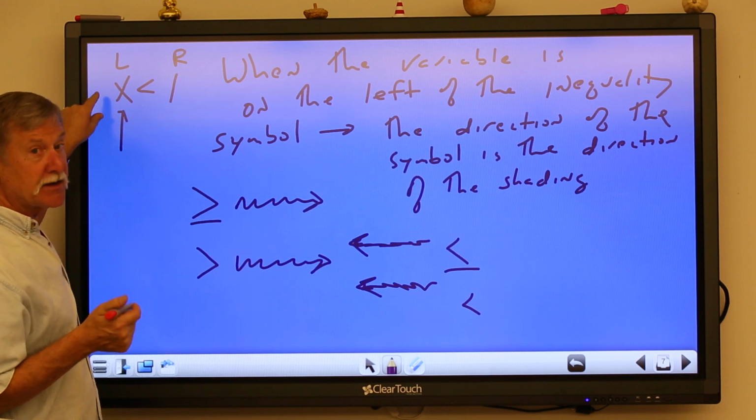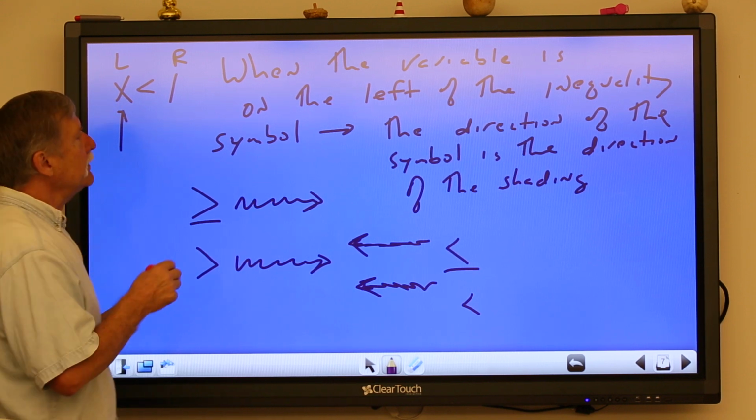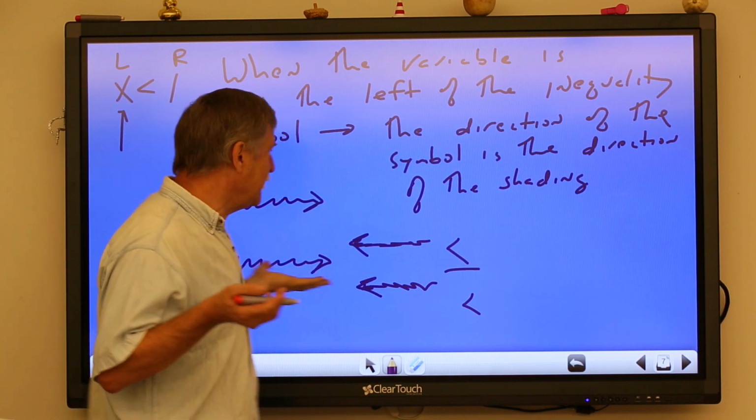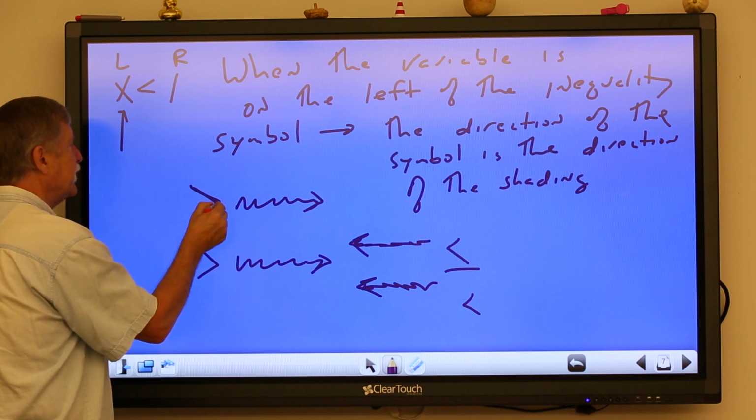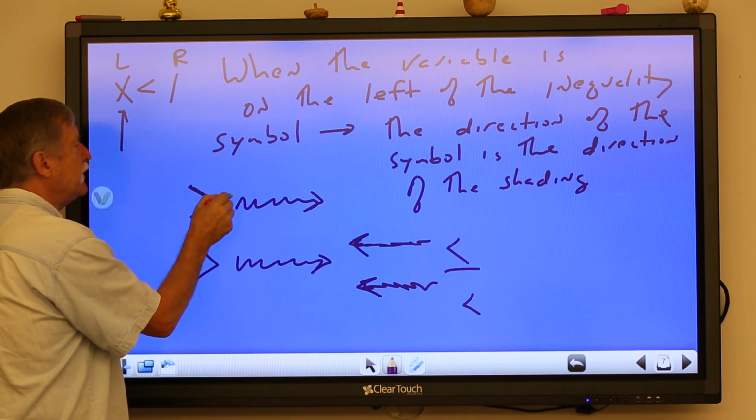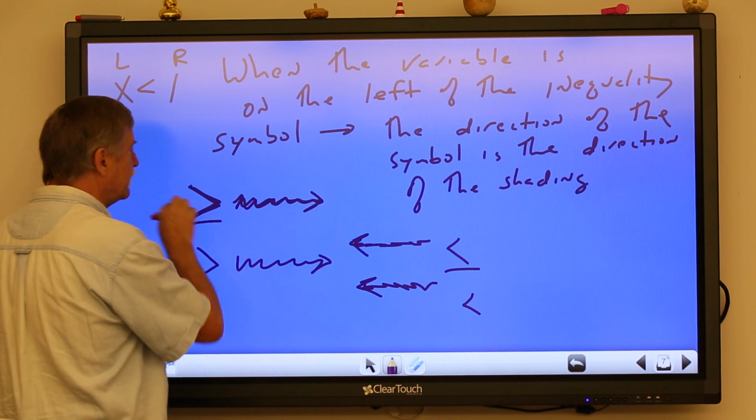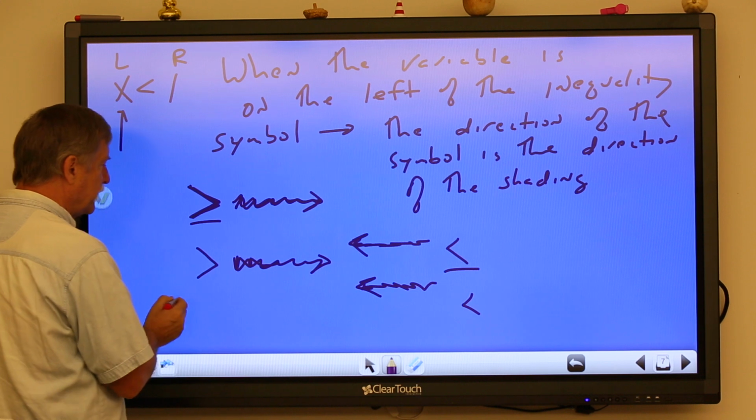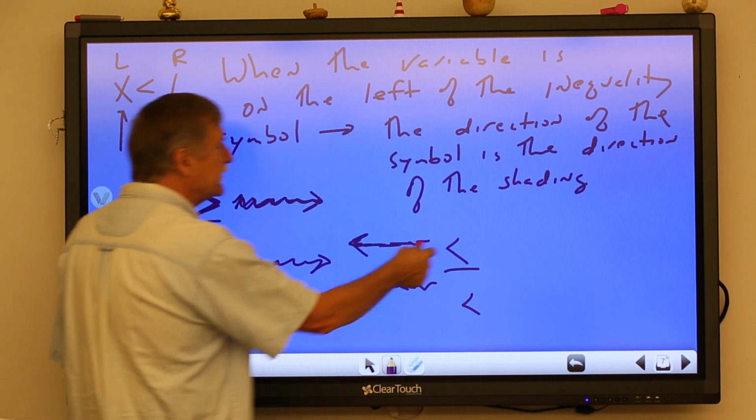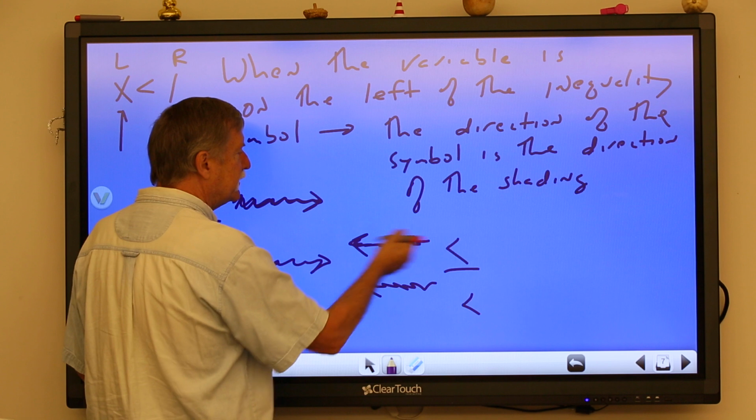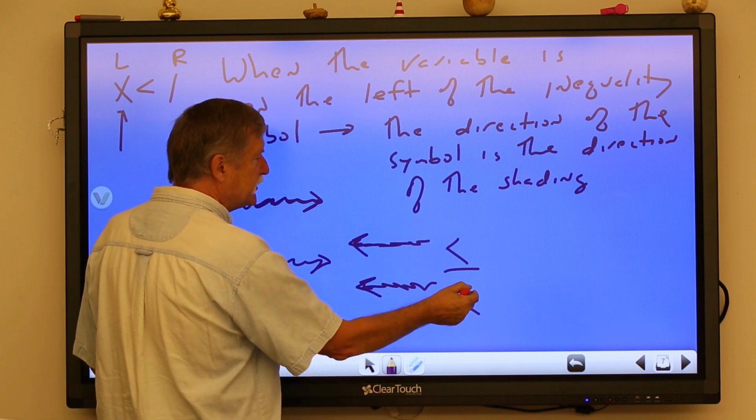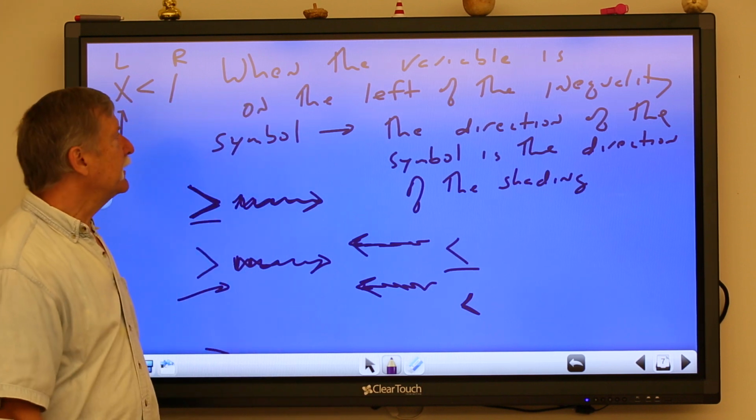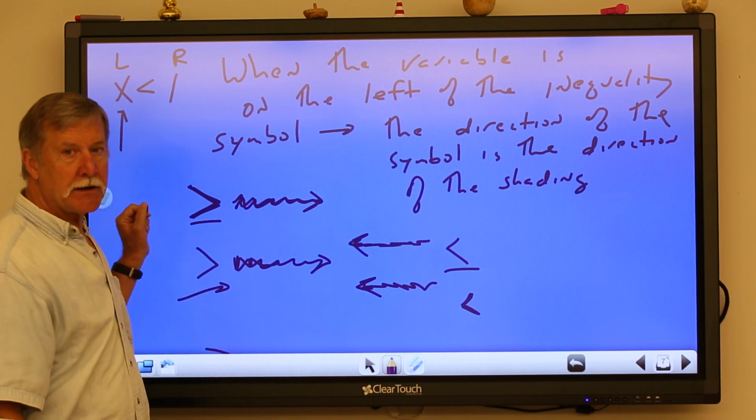Because when the variable is on the left side of the inequality, the direction of the symbol is the direction you shade. In other words, if the symbol is pointing in this direction, greater than, we are going to shade in that direction. If the symbol is less than, we're going to shade in the opposite direction. Whichever direction the symbol is pointing, that's the direction we shade. And that's true when the variable's on the left side.